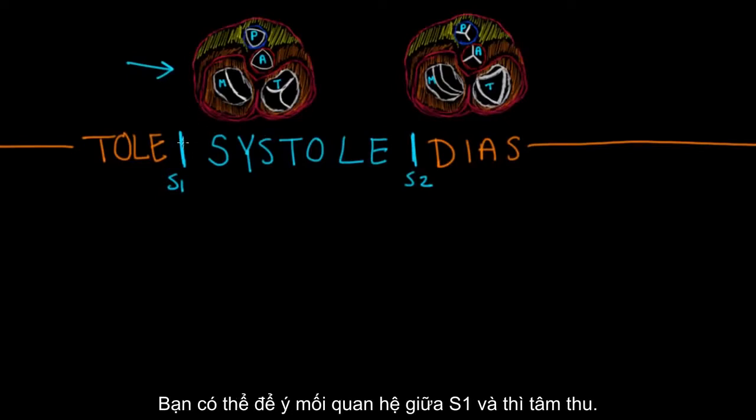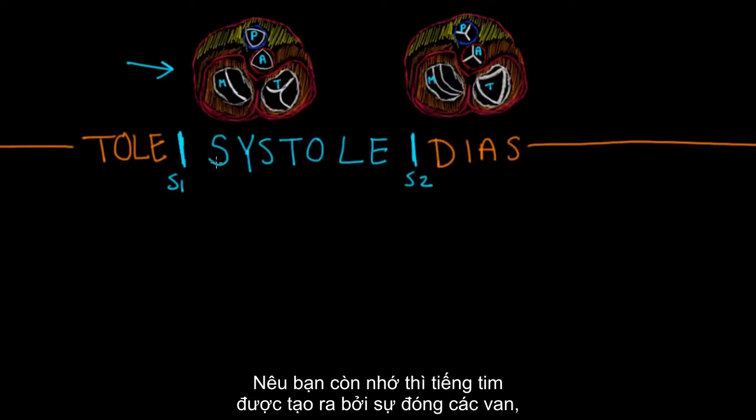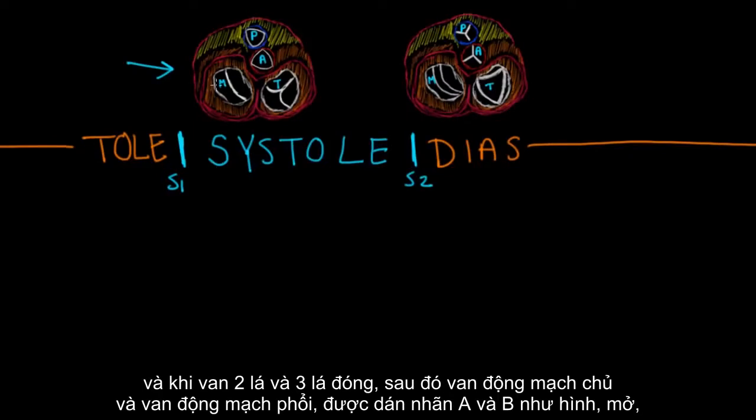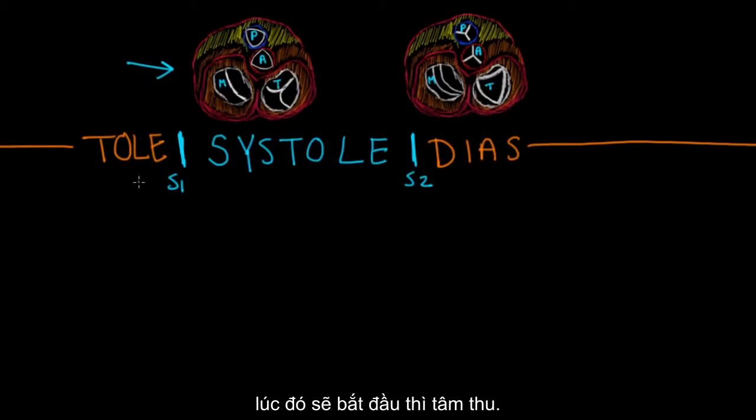And you can notice the relationship between S1 here and systole. And if you remember, the heart sounds are actually caused by the closing of valves. And so the mitral and the tricuspid have actually just closed. And then when the aortic and pulmonic, labeled A and P here, open, that'll start systole.